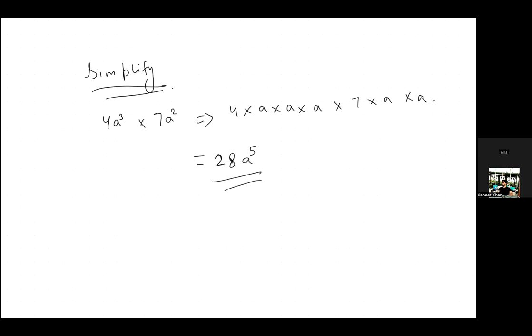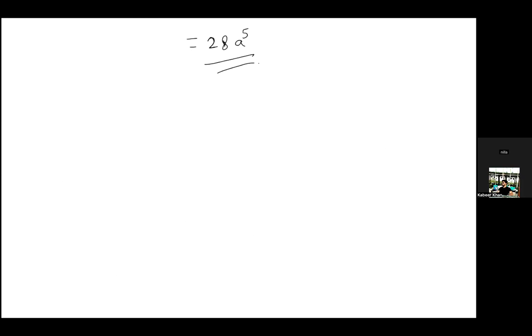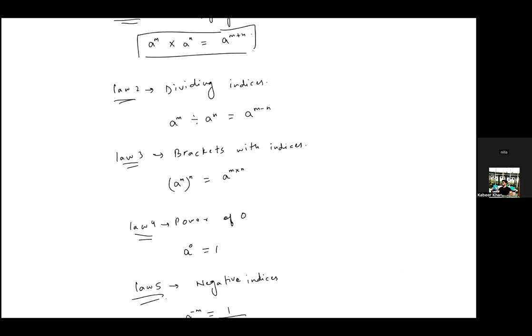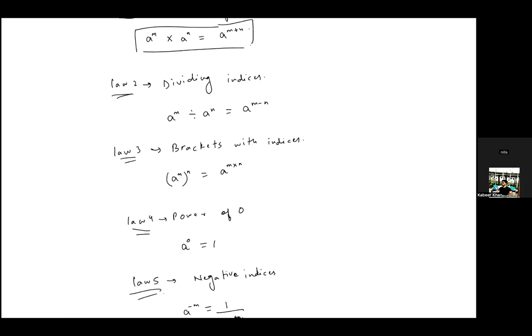Now this is the first law, Nila. Now the second is dividing indices, the quotient law. Example is 21a to the power 9 divided by 7a to the power 2. Nila, how will you solve it? Super simple. You subtract the indices. Second law: a to the power m divided by a to the power n equals a to the power m minus n.